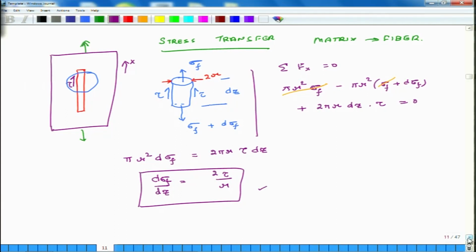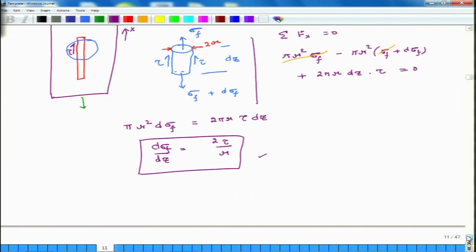This is there. Now, what we have shown here is this relation, and if I integrate this, then what I get is d sigma f is equal to 2 tau over r times dz. So, I am trying to integrate it.